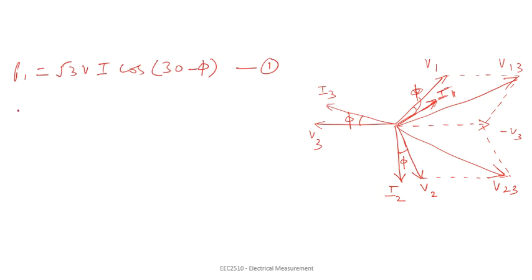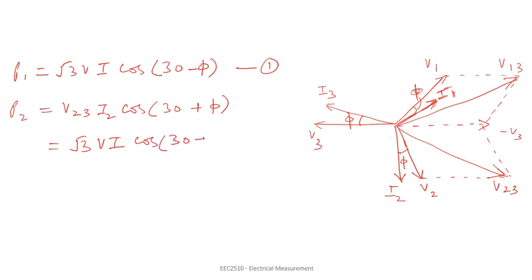Now the reading of the second wattmeter, that is P2, should be equal to V23 I2 cos of 30 plus phi, since the phase angle between this V23 and I2 is 30 plus phi degrees. So this would be equal to root 3 times Vi cos of 30 plus phi. Let us call it equation 2.